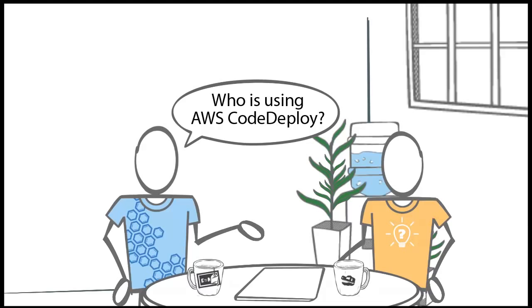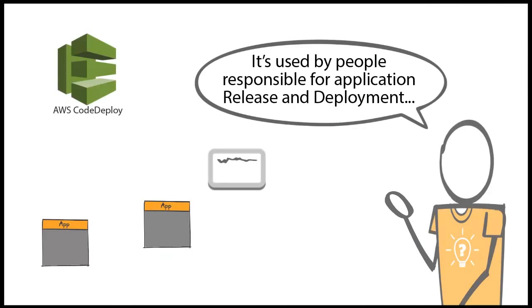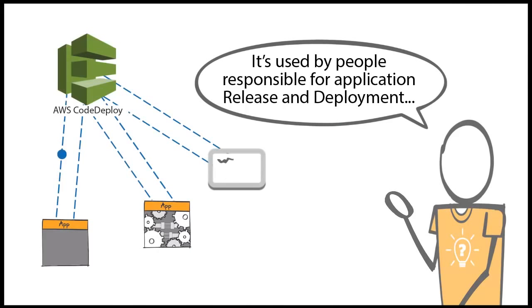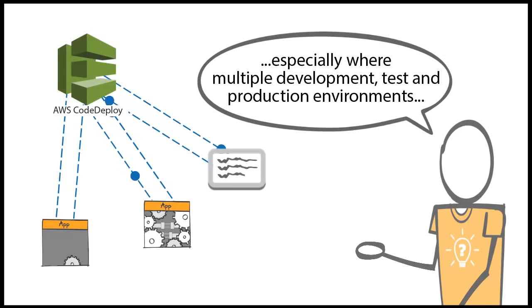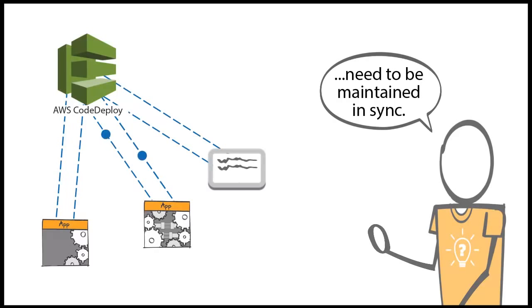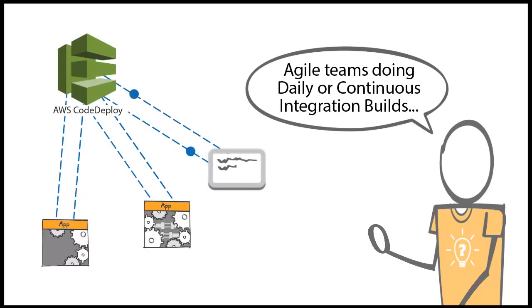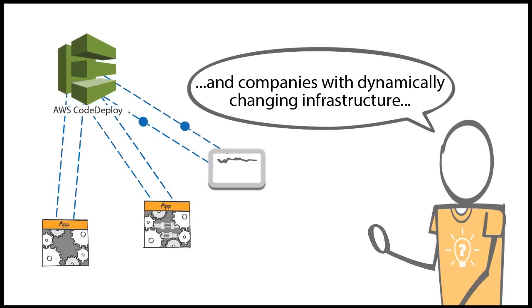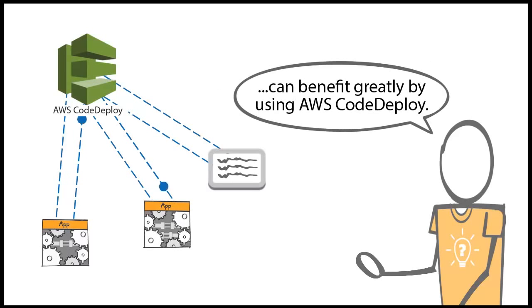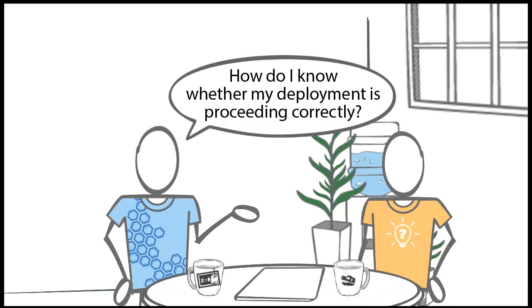Who's using AWS CodeDeploy? It's used by people responsible for application release and deployment, especially where multiple development, test, and production environments need to be maintained in sync. Agile teams doing daily or continuous integration builds, and companies with dynamically changing infrastructure can benefit greatly by using AWS CodeDeploy. How do I know whether my deployment is proceeding correctly?